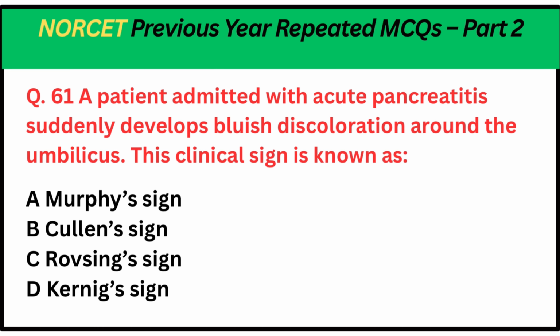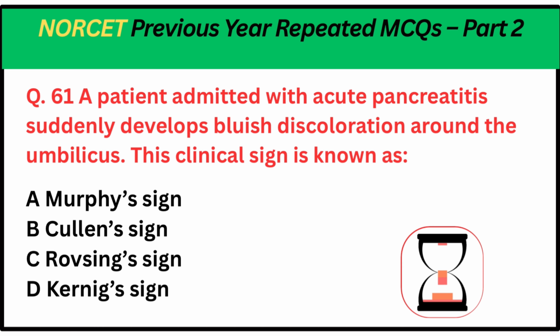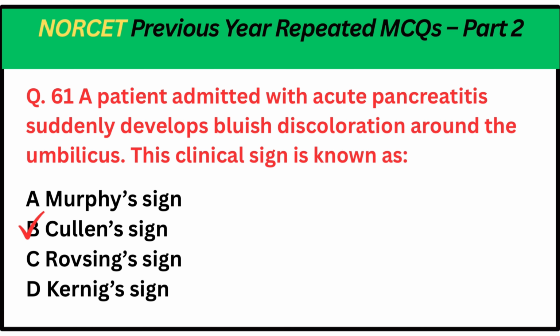A patient admitted with acute pancreatitis suddenly develops bluish discoloration around the umbilicus. This clinical sign is known as... Your correct option is option B, Cullen's sign. Moving to the next question, question number 62.